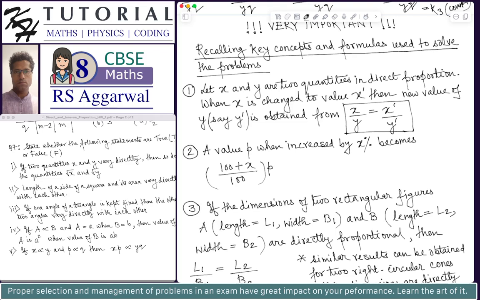The second concept is that when a value p is increased by x%, it becomes (100 plus x) divided by 100 multiplied by p. This is a very fundamental concept of percentage, but I thought it is an important concept which you must already be familiar with, but even then, just for the sake of completeness, I have listed down this concept.